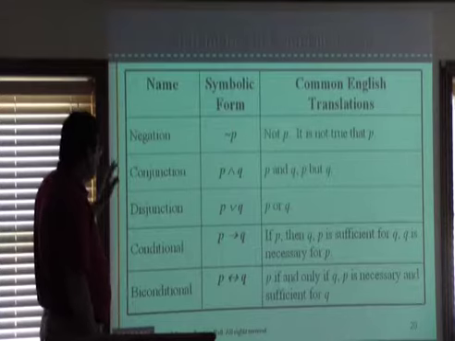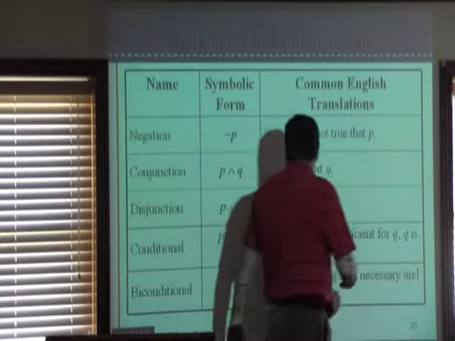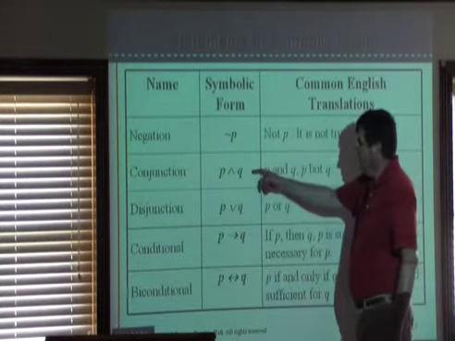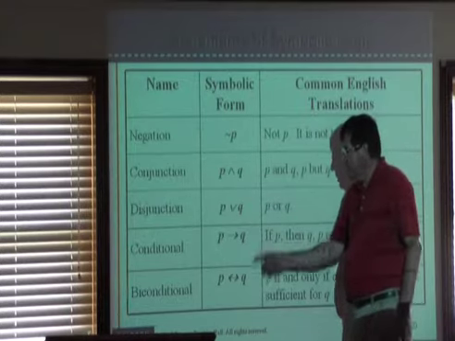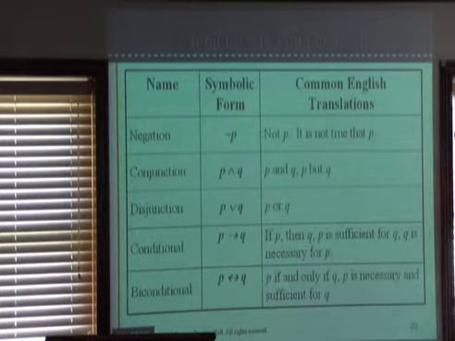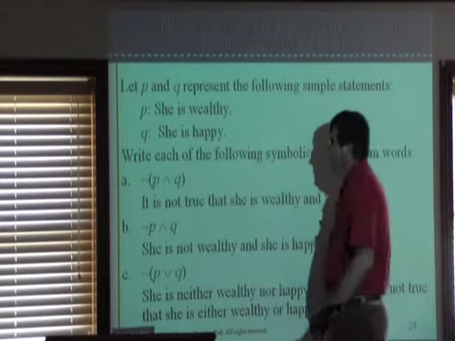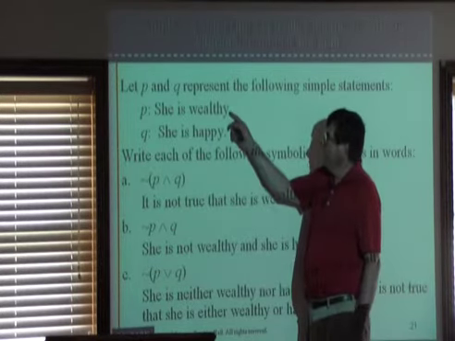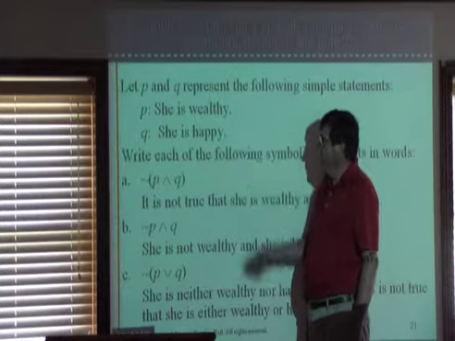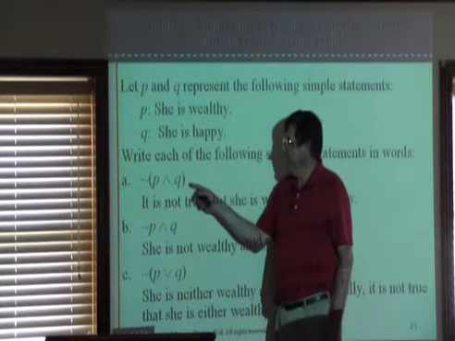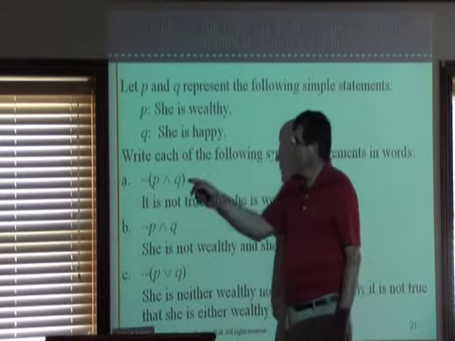Okay, so let's review. We talked about negation. We talked about conjunction, disjunction, conditional, and biconditional. Now, what we want to do is talk about with parentheses and without parentheses. So using parentheses. All right, so P is she is wealthy. Q is she is happy. What does this mean? Folks, what does this mean?